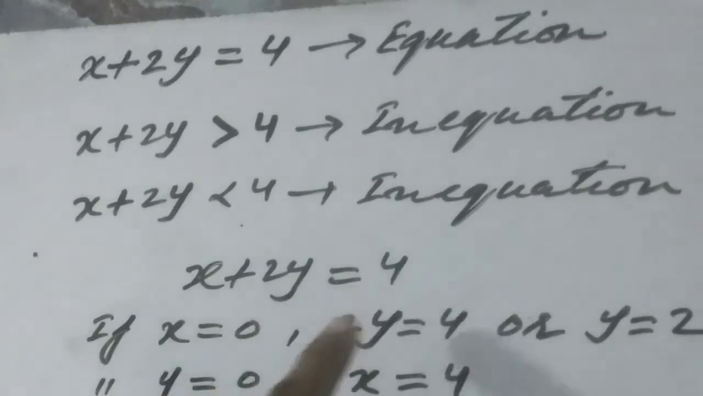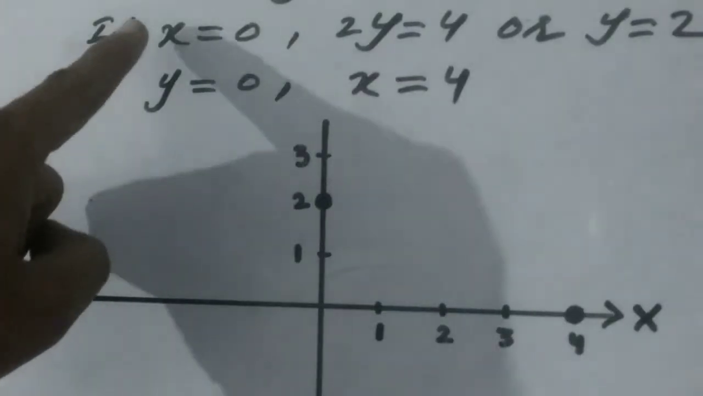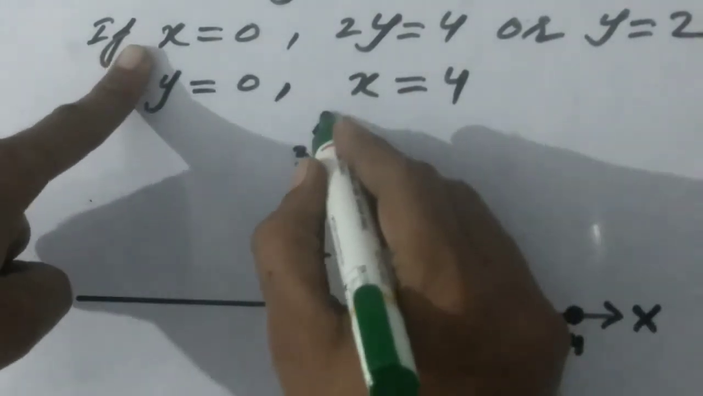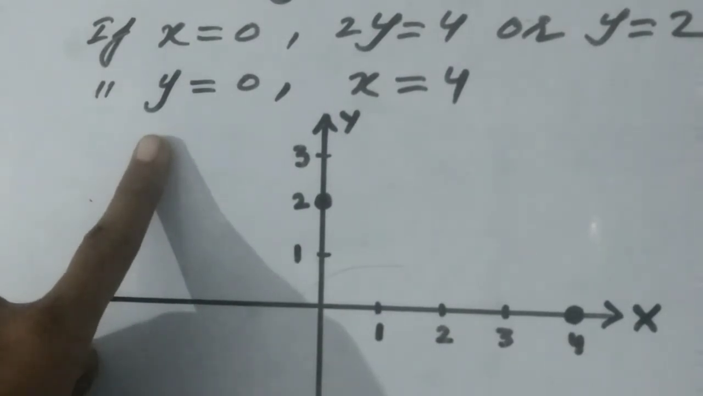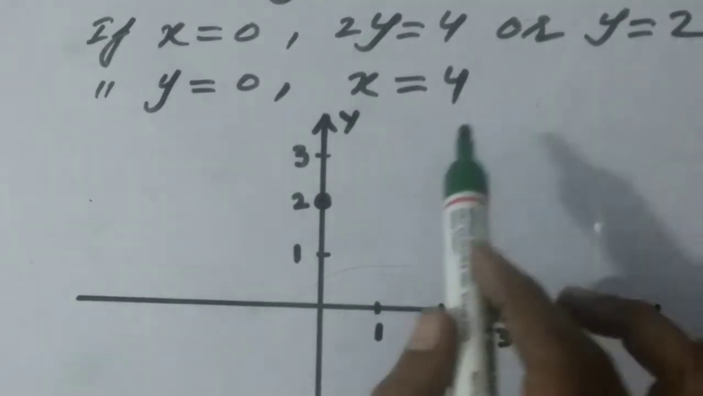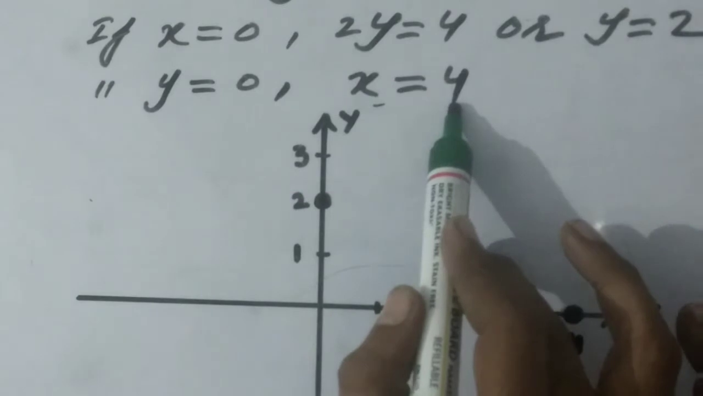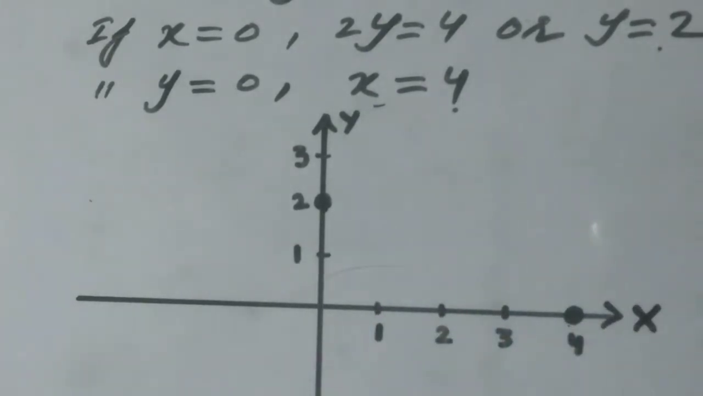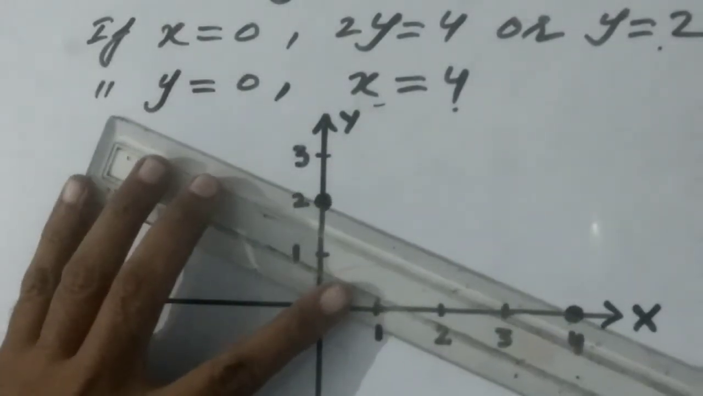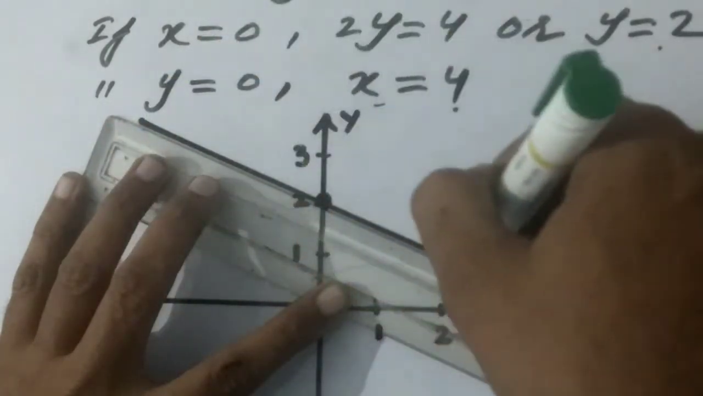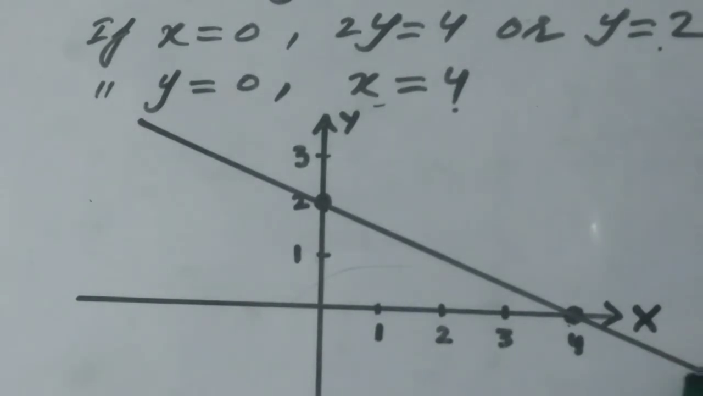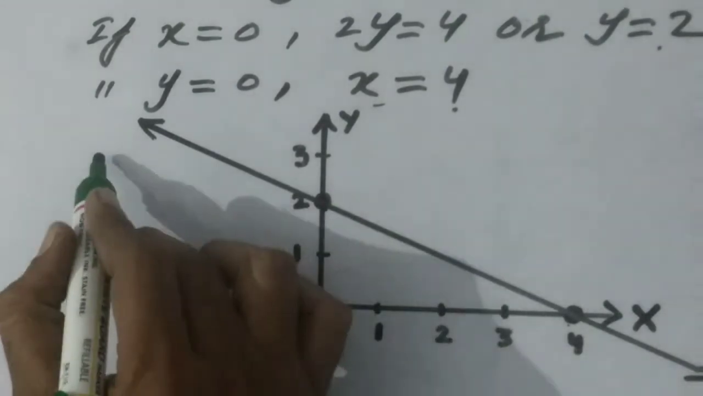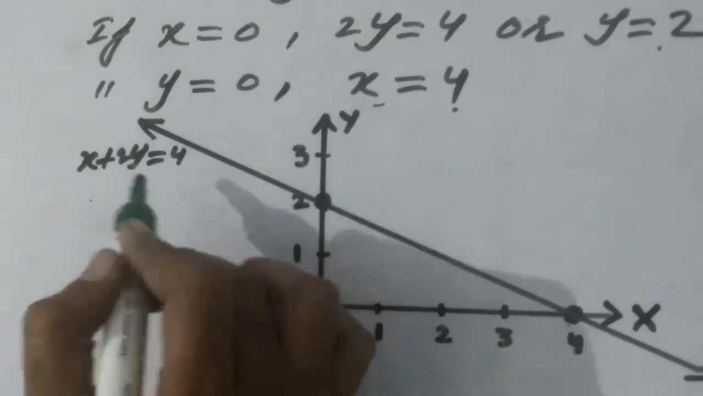So we take x plus 2y is equal to 4, and substituting x is equal to 0, we have 2y is equal to 4 or y is equal to 2, and putting y is equal to 0 we get x is equal to 4. x is equal to 0 represents the y-axis and y is equal to 0 represents the x-axis. So this straight line will intersect the x-axis at x is equal to 4 and the y-axis at y is equal to 2. To plot this straight line we have to join these two, that is, draw a line segment joining these two. So this is the straight line represented by the equation x plus 2y is equal to 4.